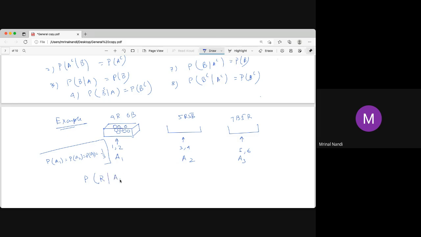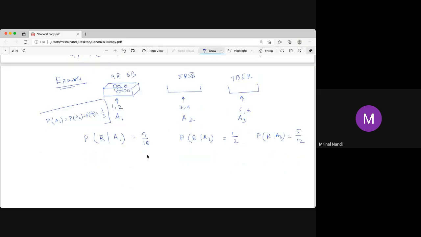Given that A1, what is the meaning of that? It is given that the box is A1. So if the box is A1, the other 2 boxes have no existence. So it is just 4/10, because there are 4 red balls and randomly you are choosing from the 10, that is 4C1 divided by 10C1. What is the probability of red given A2? It's just half, 5/10. Now what is red given A3? It is just 5/12. Similarly, the blue given A1.